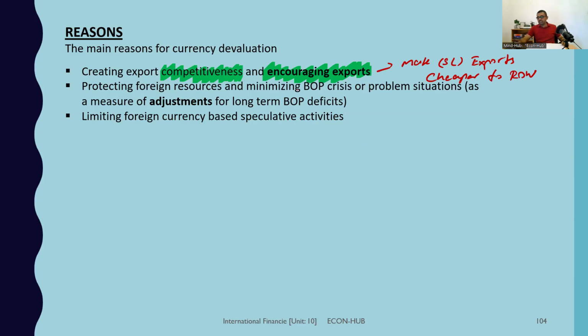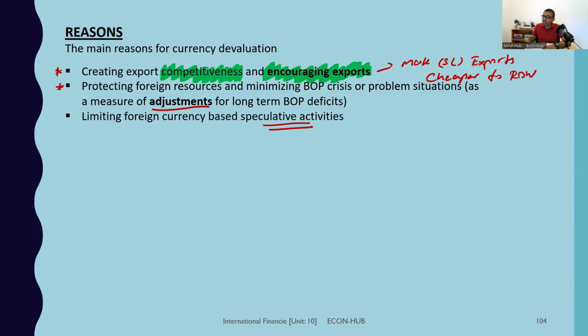Second, protecting the foreign resources and minimizing BOP crisis or problem situations, as a measure of adjustment for BOP long-term deficits. Then limiting foreign currency-based speculative activities. You keep speculating, there might be a depreciation. At once, if you depreciate, that speculation is wiped off. It completely goes away. Got it? Right. So the first and second are the more common reasons countries put down the value of their own currency.